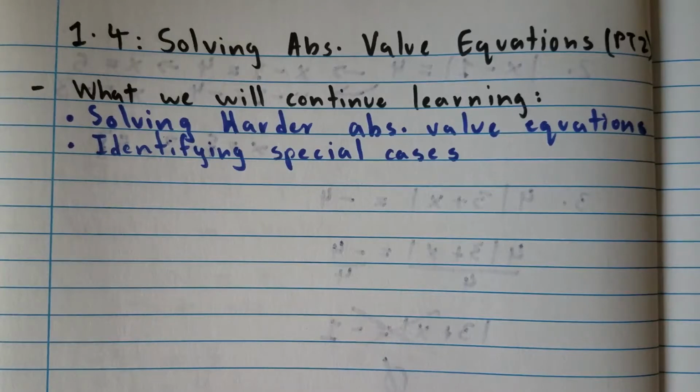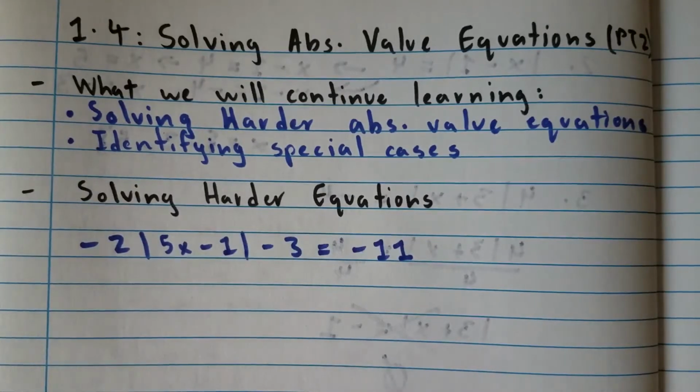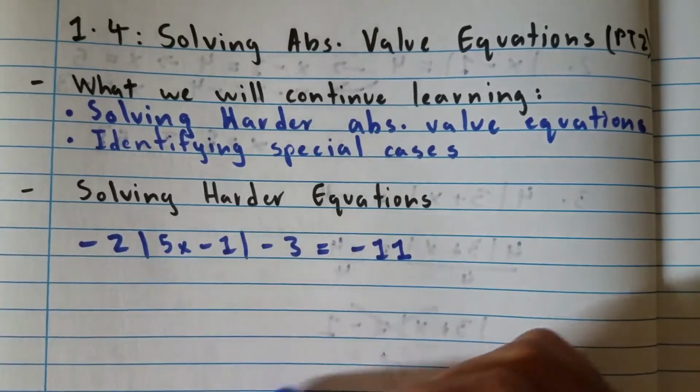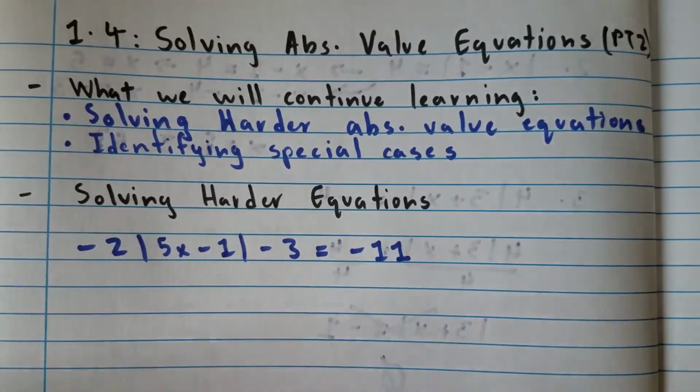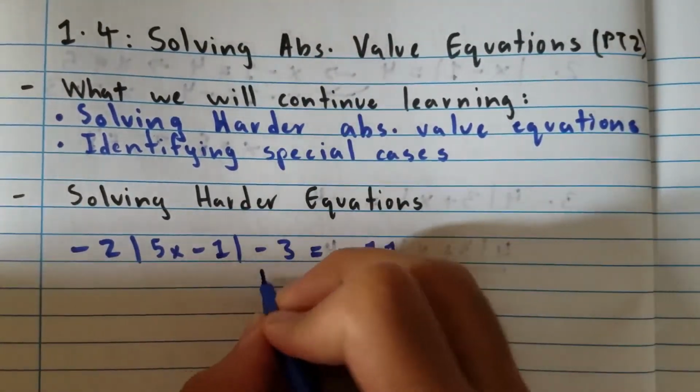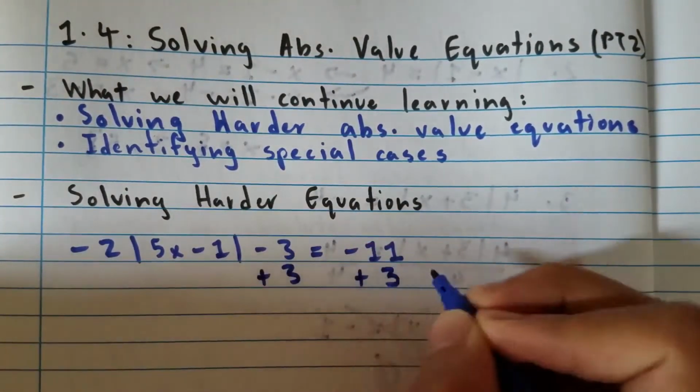In part 2 we're going to cover solving harder absolute value equations, and we're also going to learn about identifying special cases that arise when solving these equations. So we have this equation which says that negative 2 times the absolute value of 5x minus 1, minus 3, equals negative 11. To solve this equation, we will first isolate the absolute value expression by using inverse operations. So we can do that by adding 3 on each side of the equation first.